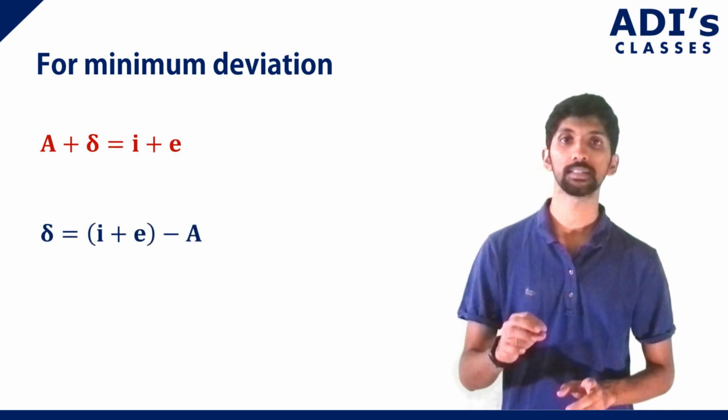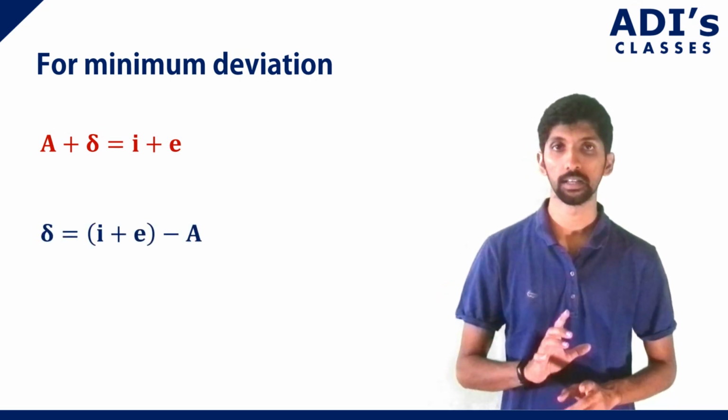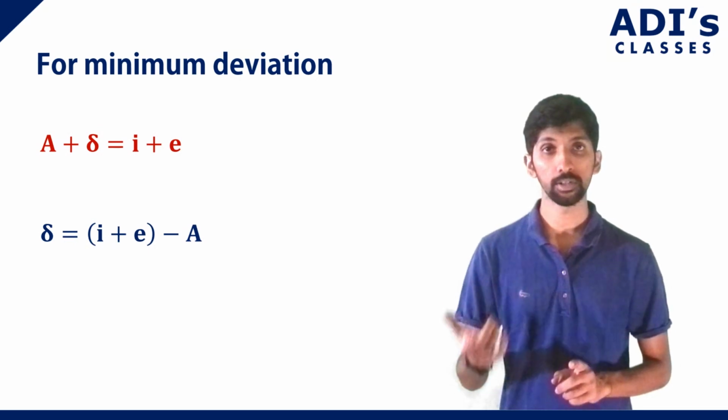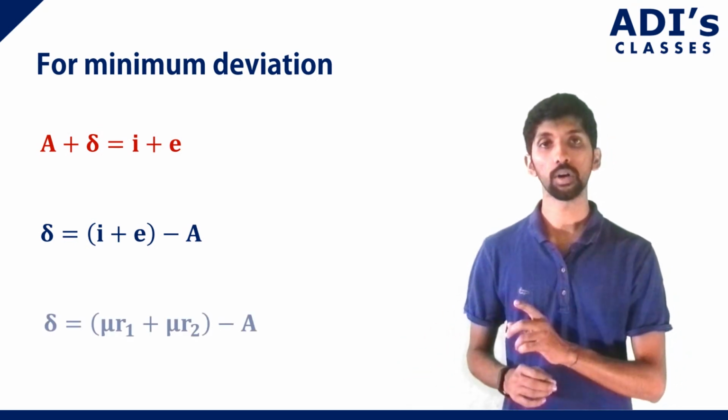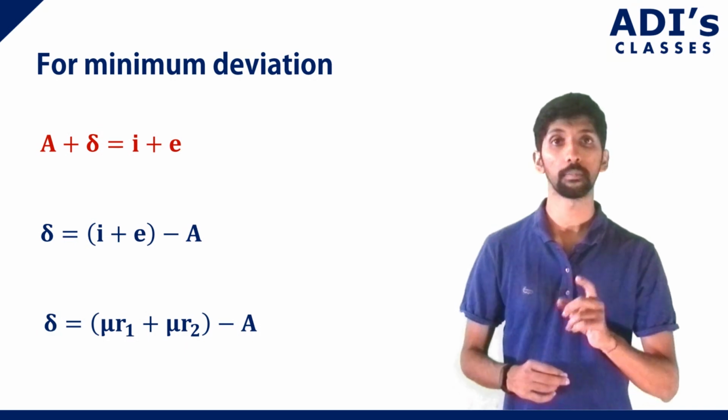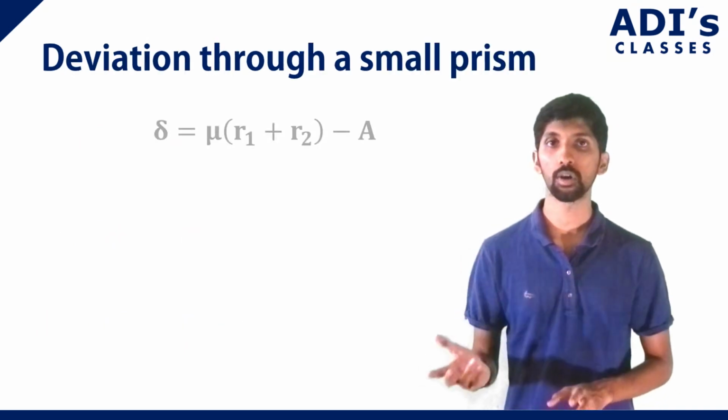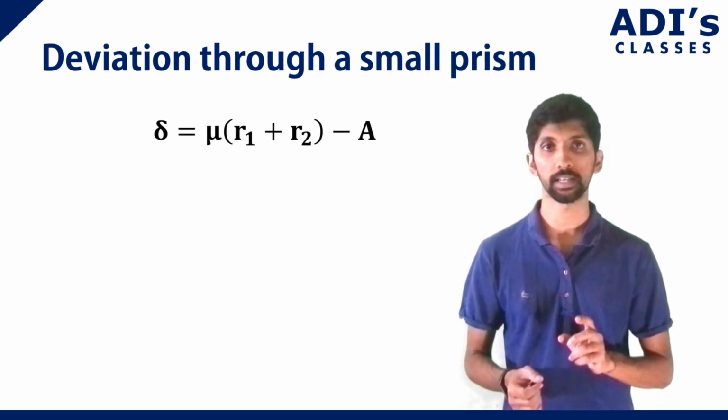right? So we have delta is equal to i plus e minus A. Now i and e, we already know the formula, that's what we derived. So what we have is mu r1 plus mu r2 minus A. So if you take mu common, mu into (r1 plus r2) minus A, correct?